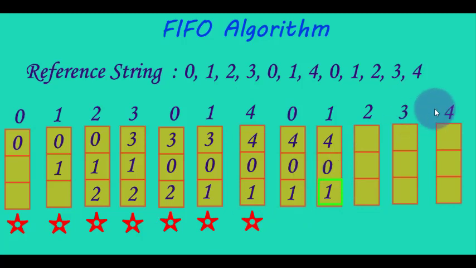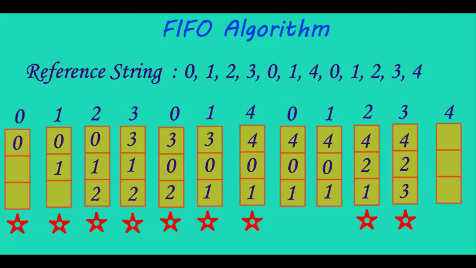Next we want 2. For bringing it in, we look at the oldest one. The oldest one here is 0, although 0 was recently used, but because 0 is the oldest one, 0 will be replaced by 2. Next we want 3, and we see the oldest in this case is 1, so 1 is replaced. Next we want 4, but 4 is already there, so there is no page fault in this case.